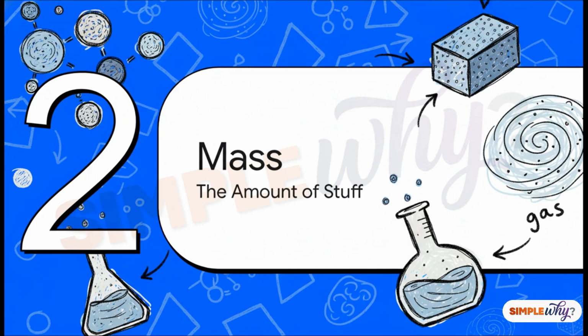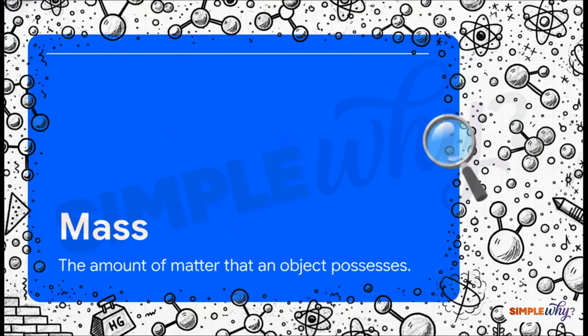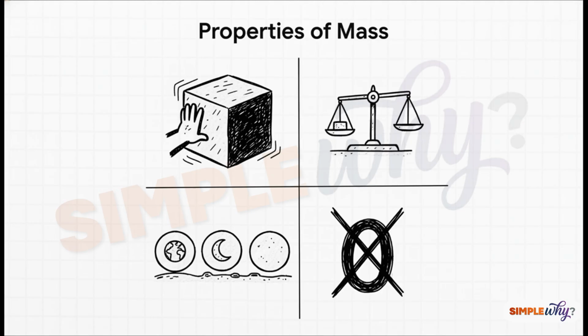For a second, just forget everything else and think about the actual stuff that makes up an object. At its core, it's a pretty simple idea. Mass is literally just the amount of matter, the physical stuff an object has. Think of it as all the atoms and molecules just packed inside something. So mass has a few really key properties. First off, it's a measure of inertia. That's an object's resistance to being pushed around. We measure mass in kilograms.